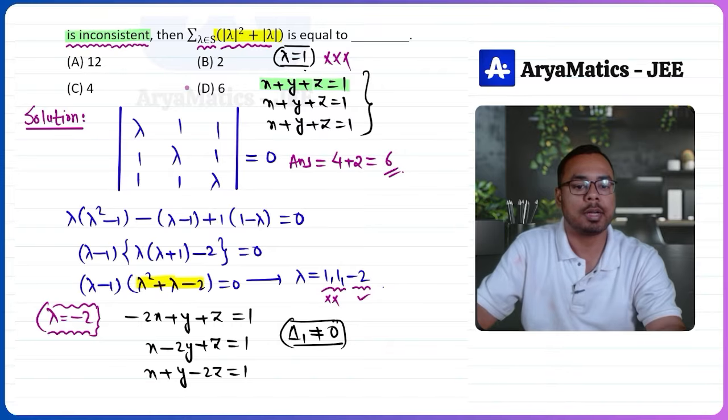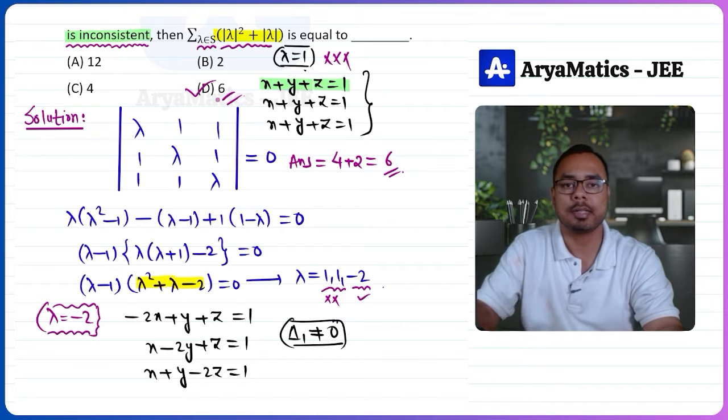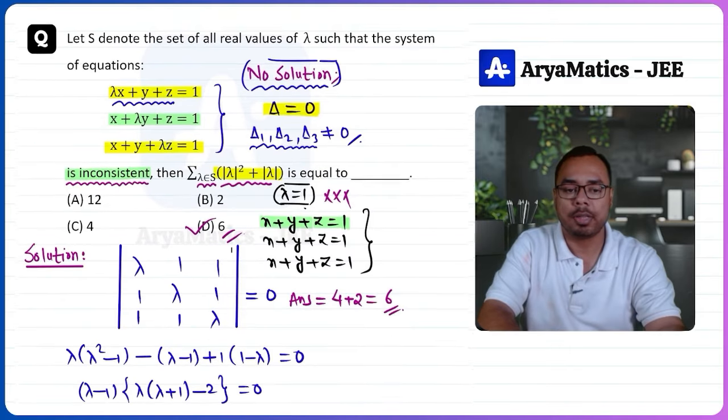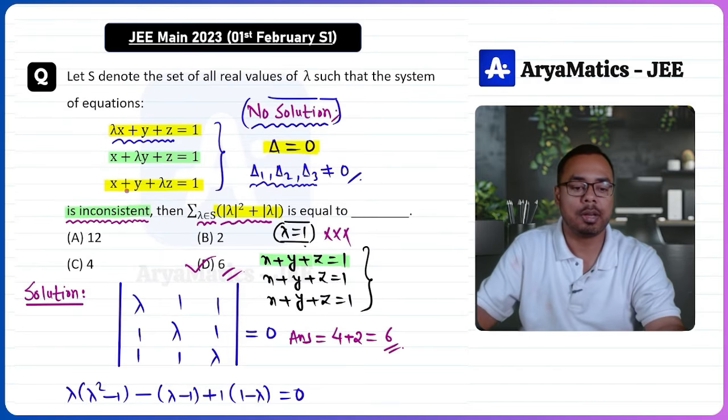So 4 plus 2, that is 6. So that should be the correct answer for this problem. Right, so in this problem, for no solution, or if the system of linear equations is inconsistent, then delta will be 0, and at least any one of these three will be non-zero.